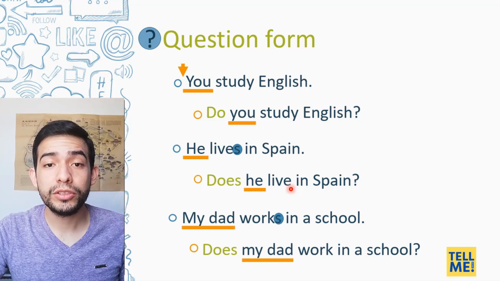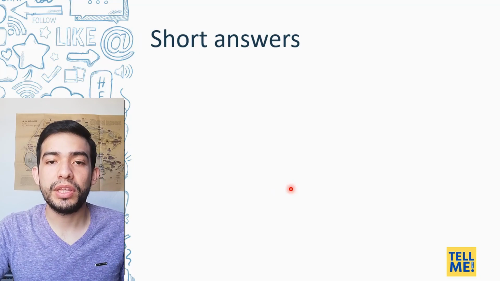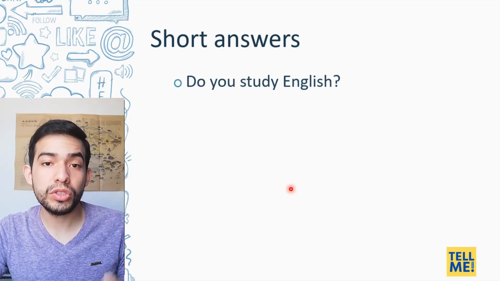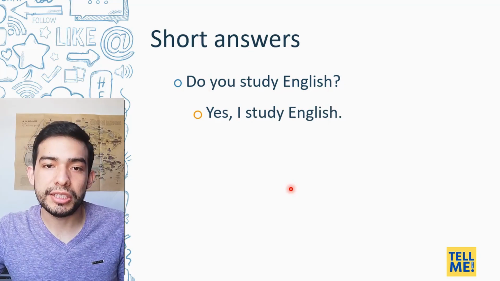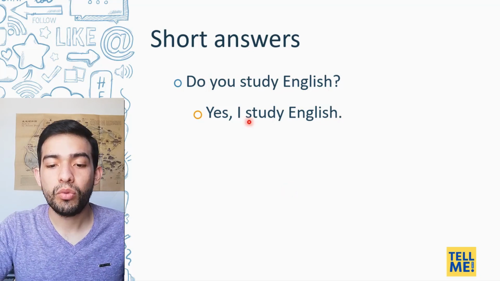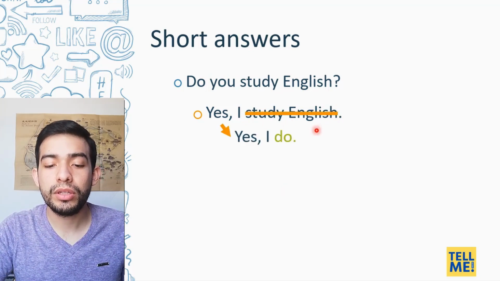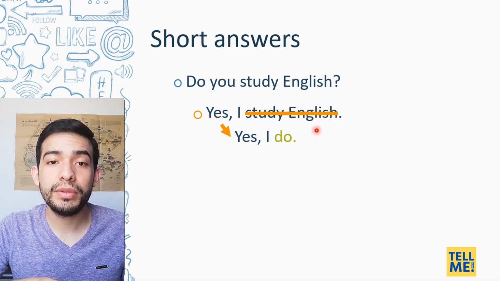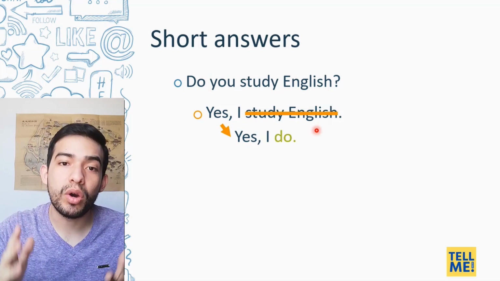Very well. We can also use do or does for short answers. For example, if we have the following question, do you study English? You can say, yes, I study English. But we are lazy, so we don't want to say all of that, right? We take this study English part, we remove it, and then we put do. So the answer will be, yes, I do. I don't have to say the verb again. I don't have to say what I study again.